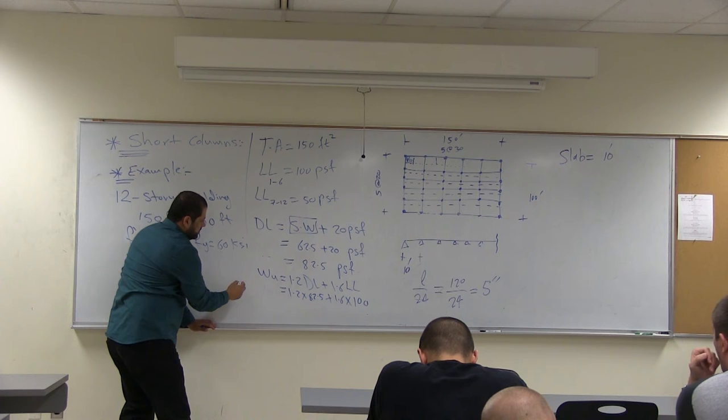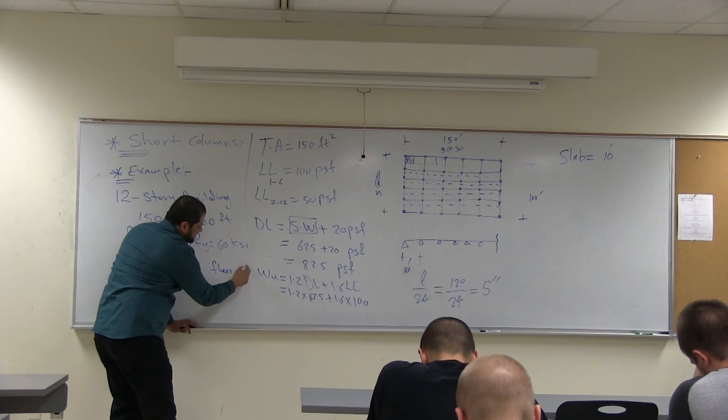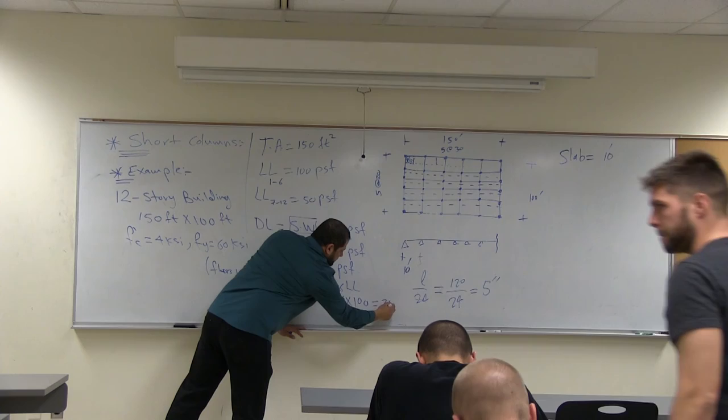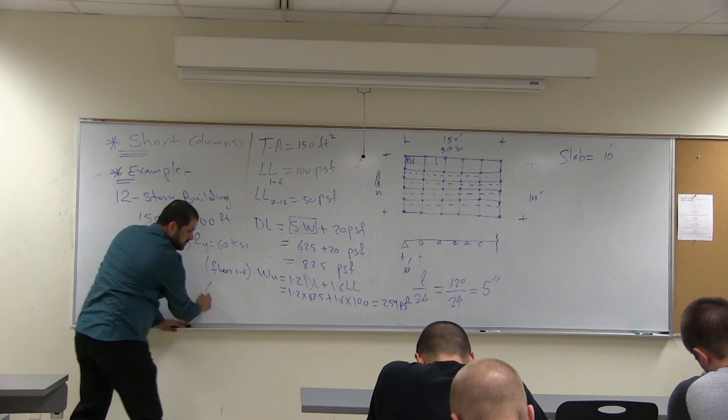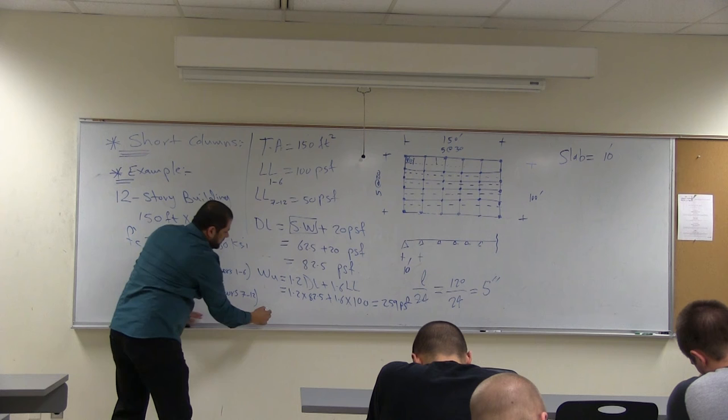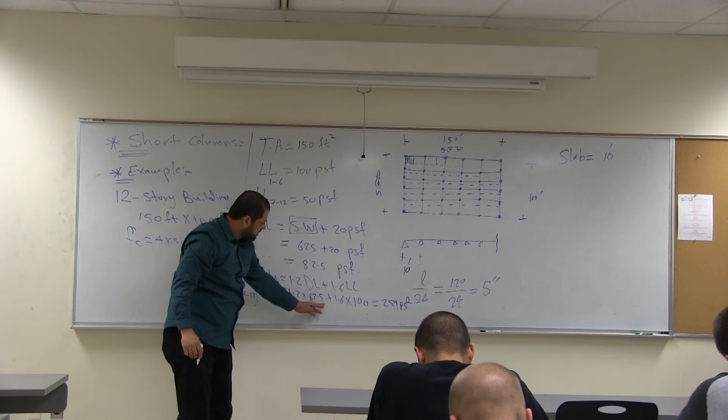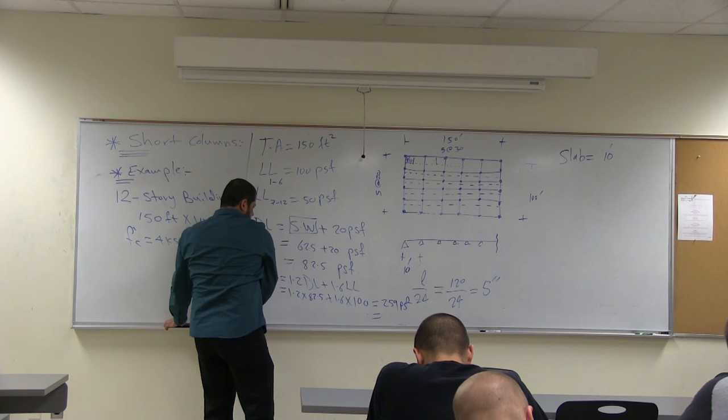This is for floors 1 through 6. This is how much? 259 PSF. And for the other ones, floors 7 to 12, how much do we have? We will have 1.2 times this number plus 1.6 times 50. How much? 179.